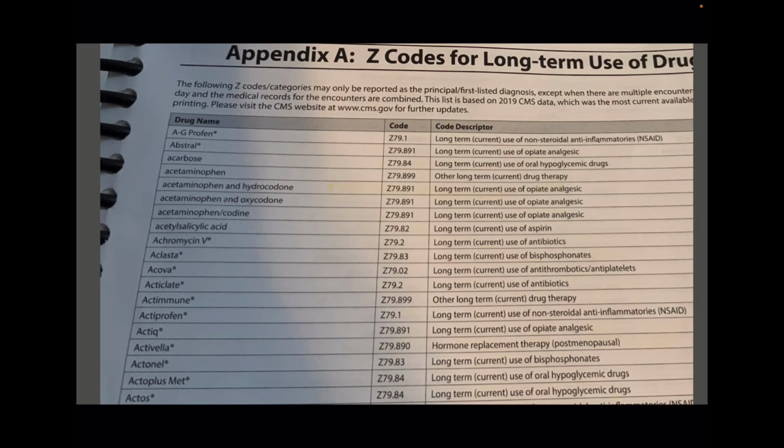For instance, Actose, which is at the bottom there, it tells you to use Z79.84 because it's a long-term use of an oral hypoglycemic drug. So yay, there is something out there. Now there are some drawbacks to this, and the drawbacks are you may not have a copy of this book. So I reached out to the AAPC. I called them yesterday morning and asked them if their new 2022 book has this in there, and they said they don't believe that it does.